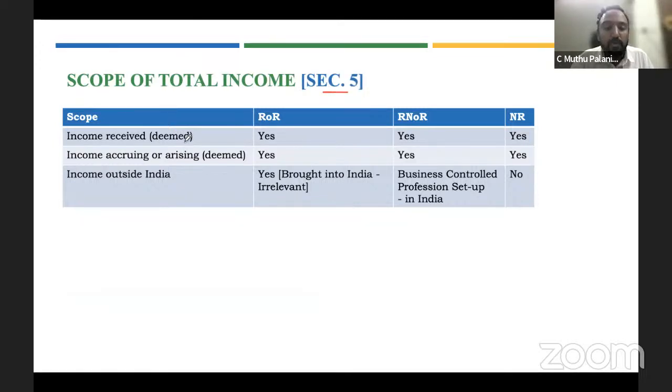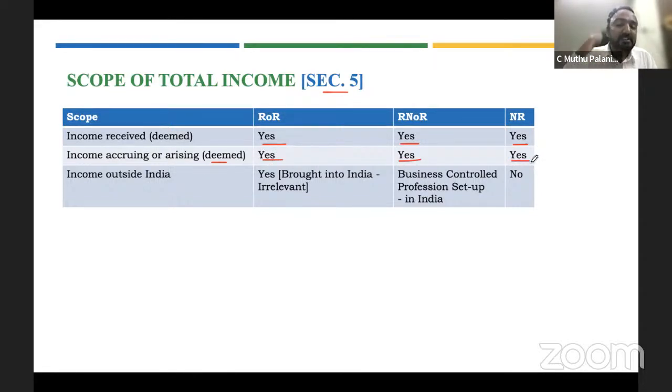So when you say scope of total income, there is income that is received in India or deemed to be received in India. In this case, it is taxable for all. It is taxable for ROR, RNOR, and non-resident. So income received in India or deemed to be received in India. Similarly, income accruing or arising or deemed to accrue or arise in India, same concept. It is taxable for all 3 situations.